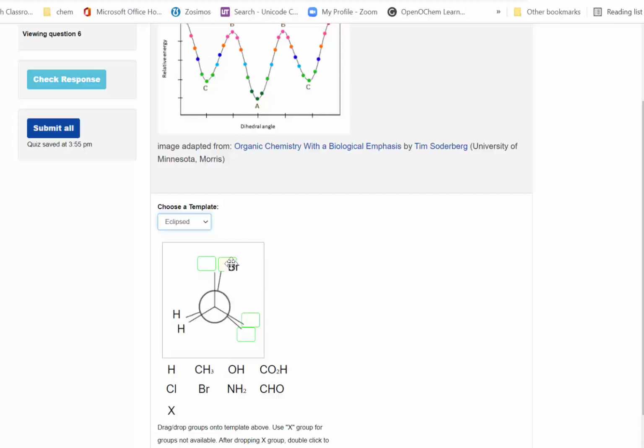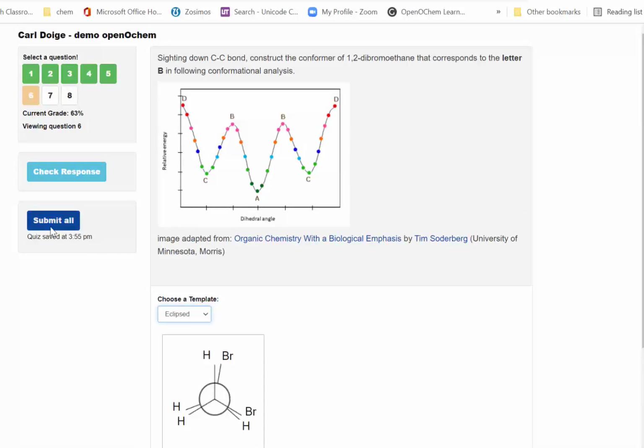We'd have a bromo in the back, and we'd have a bromo in the front, in terms of back carbon and front carbon, except they're not going to overlap with one another. Rather, the bromo would overlap with a hydrogen, and the bromo would overlap with another hydrogen. And so if I now check the answer, I should hopefully get the correct answer.